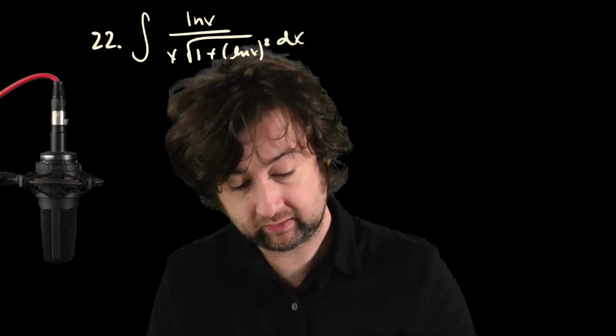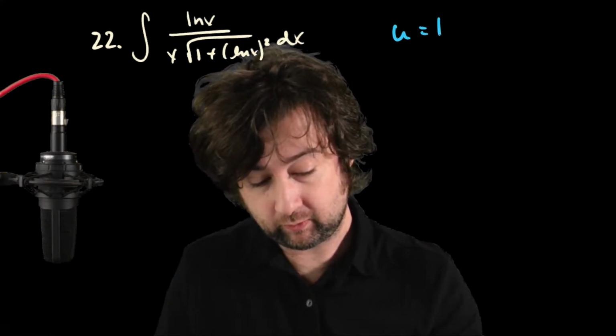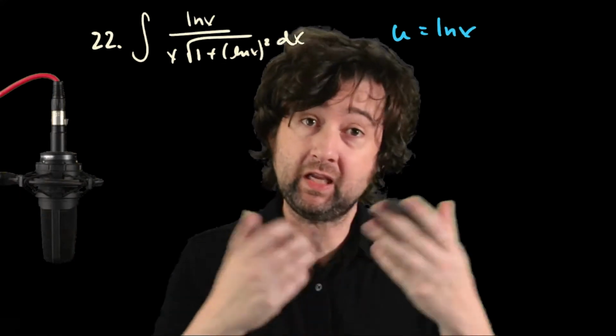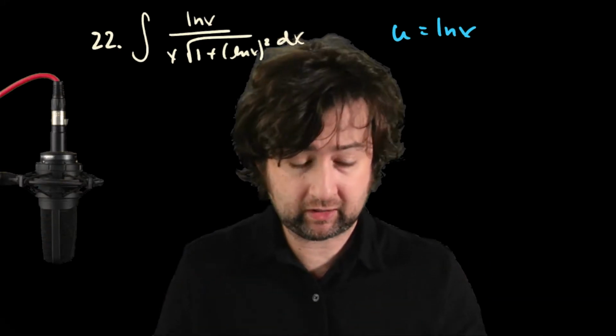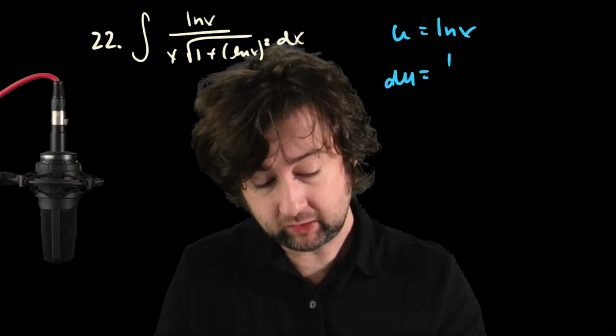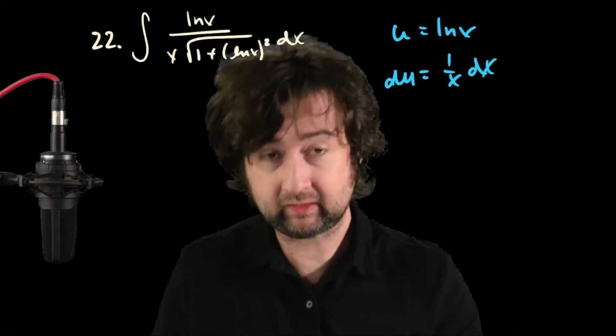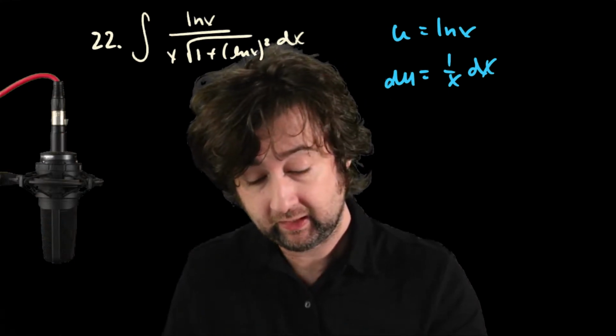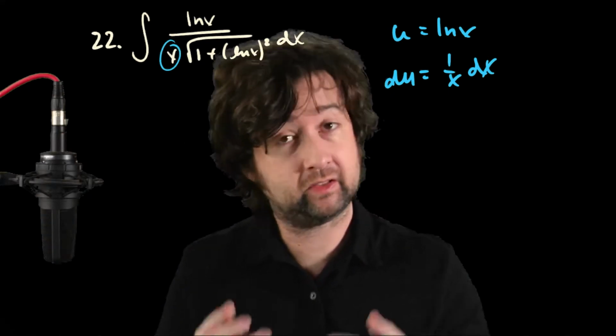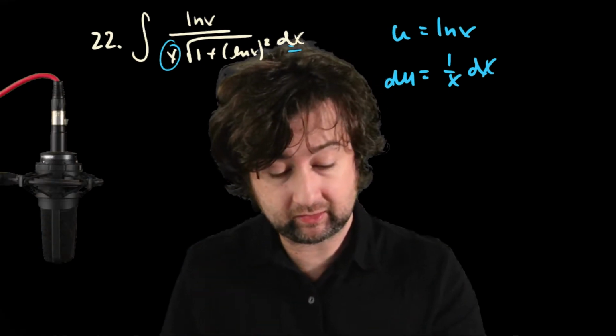The obvious substitution to try here is to get rid of the natural log. So I'm going to let u equal the natural log of x, and then maybe it will turn the problem into something nice. If u is equal to the natural log of x, then du is 1 over x dx. And now I feel fortunate because I have a 1 over x dx in the problem. There's a 1 over x right there since it's in the denominator, and here's the dx.